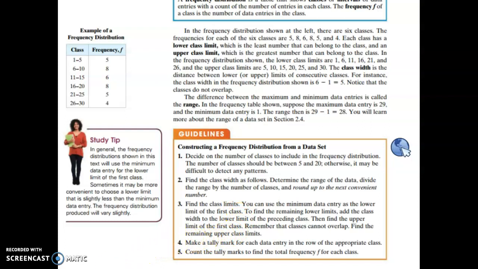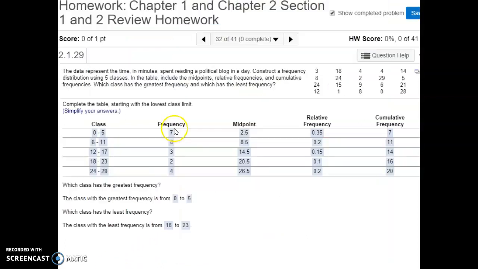But then once you've counted all of the data, you can list how many pieces of data fall into each of the different classes. The midpoint is always right in the middle of the lower and upper limit. You can average those values to find what half of them is. So 0 plus 5 is 5. Divide by 2 gives you right in the middle, 2.5.